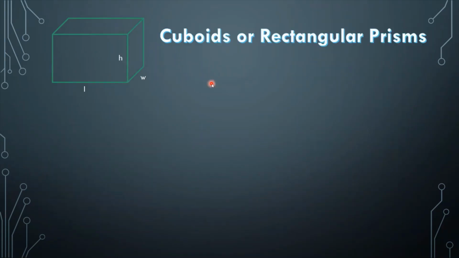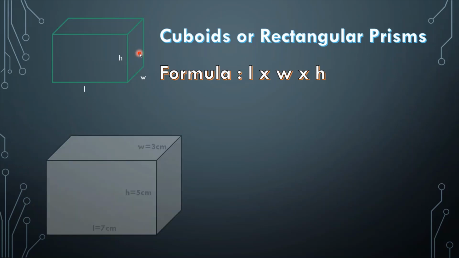Volume for cuboids and rectangular prisms. The formula side times side times side doesn't work on a cuboid as it has different lengths. So the formula is length times width times height. So I'll show an example.